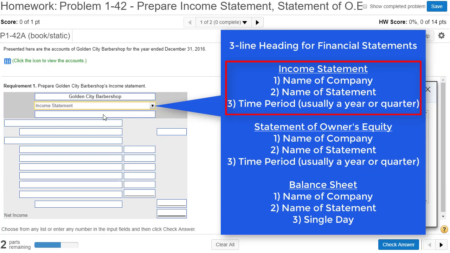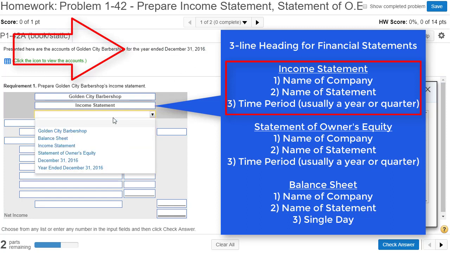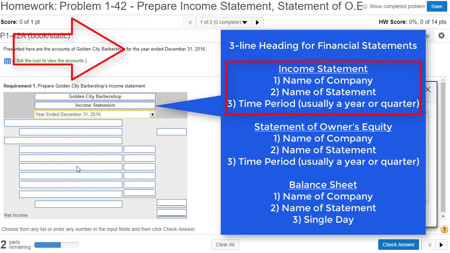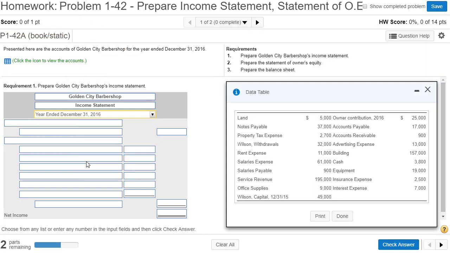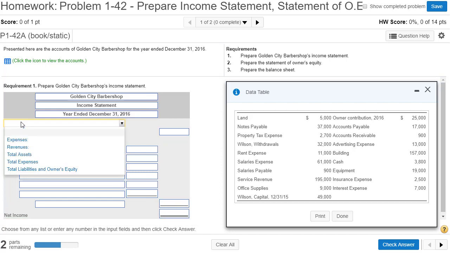So when we're doing an income statement, do we want to know the net income over a period of time or on a single day? We want to know the net income over a period of time. And in this case, it says for the year ended December 31st. So this will be year ended December 31st, 2016, which means we're going to show the revenue for the whole year, and we're going to show all the expenses for the whole year, and we're going to subtract the two and then show the net income for the year. So we're going to start with revenue.